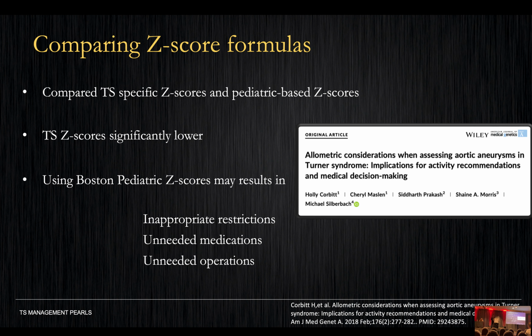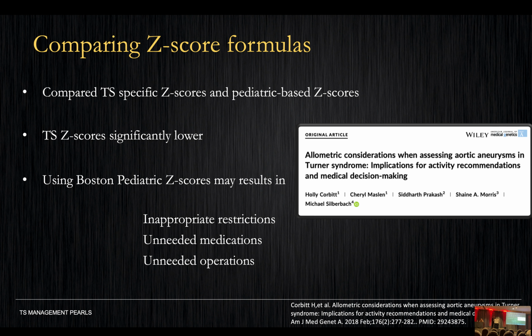All the authors in this paper, with the exception of one, are sitting today with us in the room. In this study, they looked at 246 individuals less than 30 years of age with Turner syndrome. And what they did is they compared Turner syndrome specific Z-scores with the Boston Z-scores. This is the non-genetically affected normal stature young people.